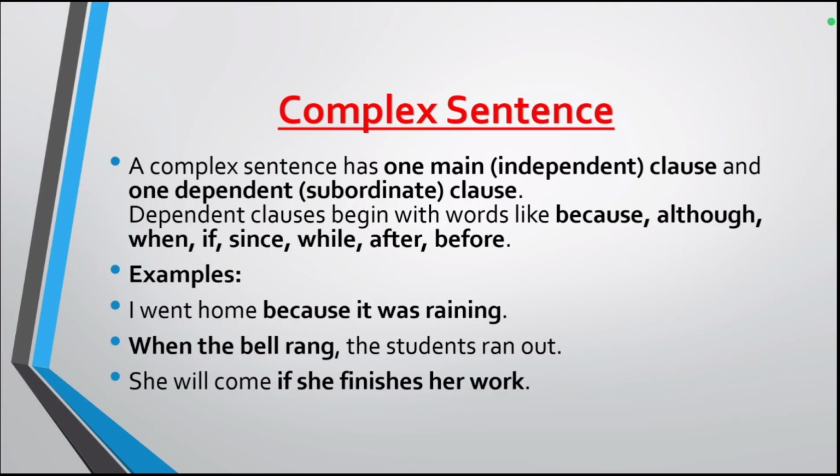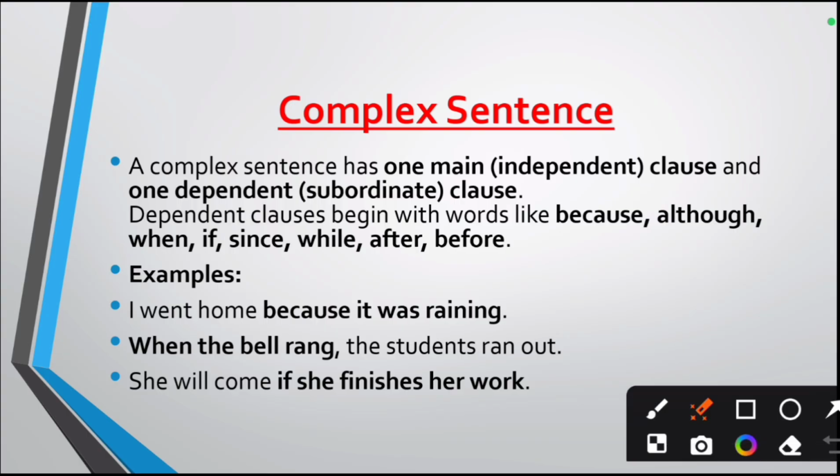So that's it. I hope you all understand the types of sentences based on their nature. We have two types. In the first type we got four types of sentences: assertive, interrogative, imperative and exclamatory. And in the other we got simple, compound, complex. I hope you all understood this concept. Thank you.